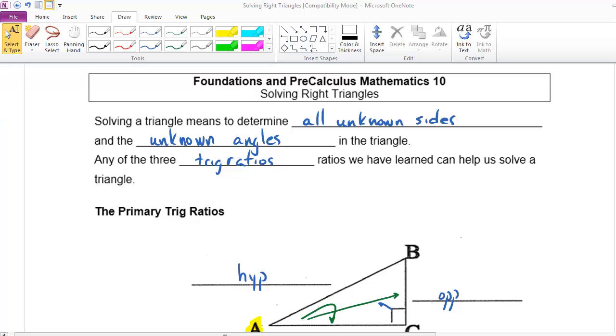Okay, today what we're going to do is solve right triangles. We're going to use all that information that we've learned over the last 3 classes and mix it all up. Solving a right triangle means to determine all the unknown sides and unknown angles in a triangle. And any of the 3 trig ratios we have learned so far can help us solve a triangle.